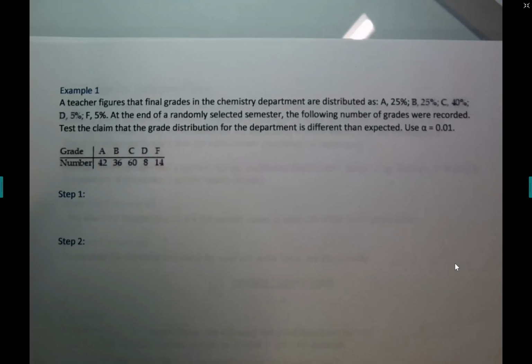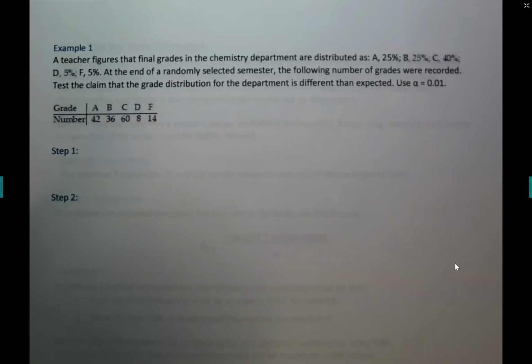And let's do this exercise together. We will be using technology for this exercise. If you have your calculator handy, guys, please have it ready so we can do this together. A teacher figures that final grades in the chemistry department are distributed as follows: 25% of students get A, 25% get B, 40% get C, 5% get D, and 5% get F. At the end of randomly selected semesters, the following numbers of grades were recorded. Test the claim that the grade distribution for the department is different than expected.